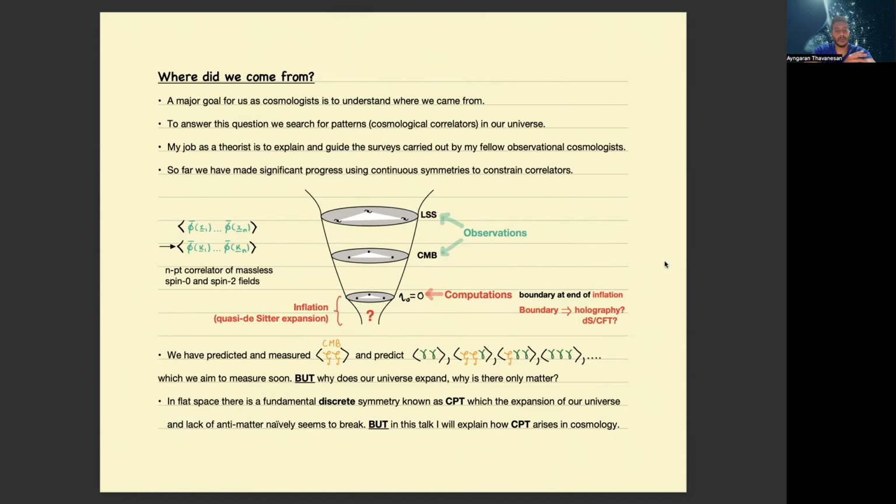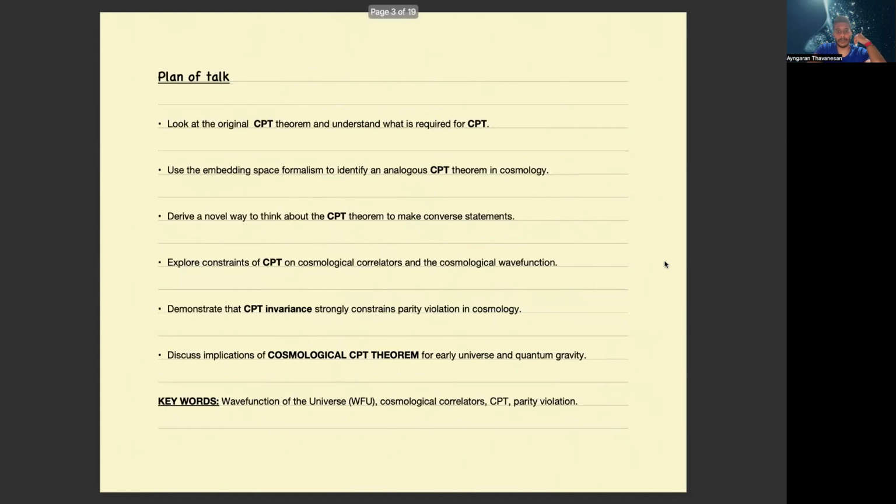But a fundamental question that we might want to ask is, why does our universe expand, and why does it expand in the early universe? And why is there only matter? In flat space, there's a fundamental discrete symmetry known as CPT, which the expansion of our universe and the lack of matter naively seems to break. But in this talk, I will explain how CPT actually does arise in cosmology.